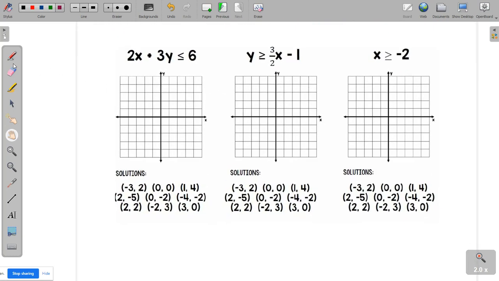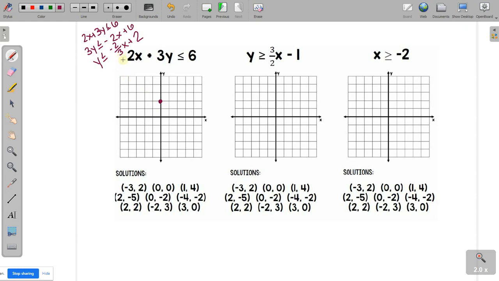Okay, this next one here is not in the slope-intercept form that we can graph, so we need to rearrange it. We have 2x plus 3y less than or equal to 6. We move our 2x over, so we have 3y less than or equal to -2x plus 6. Divide everything by 3. So y is less than or equal to -2/3 x plus 6 divided by 3, which is 2. So our y-intercept is 2.